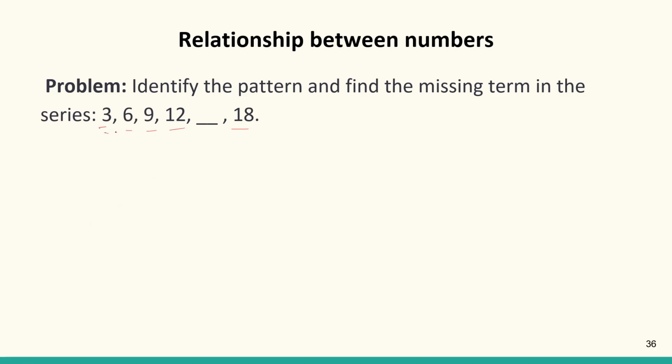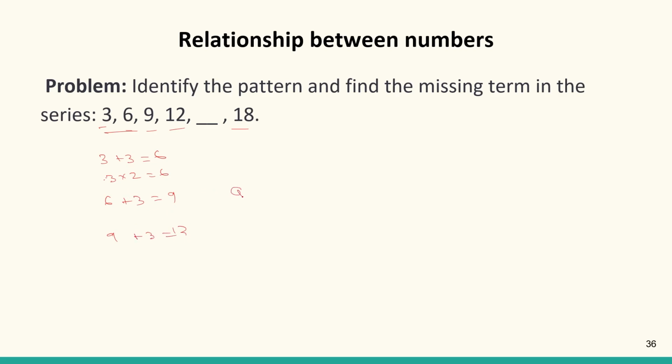So let's take the first two digits, that 3 and 6. So how we can reach at 6? Plus 3 is equal to 6 and 3 into 2 is equal to 6. Okay, and the same thing. So from 6 to 9, how we can reach there? Plus 3. Okay, and then from 9 to 12, how? 9 to 12 plus 3 is equal to 12. So we have got the pattern.